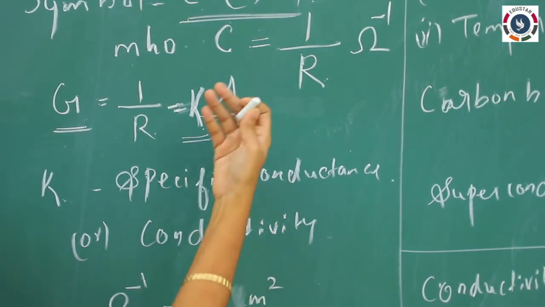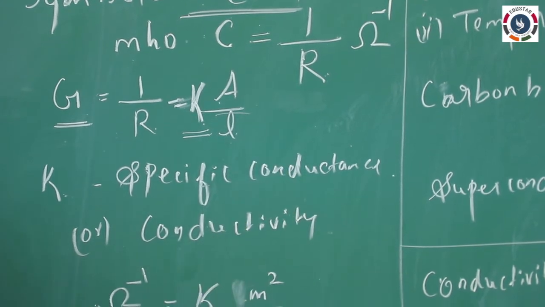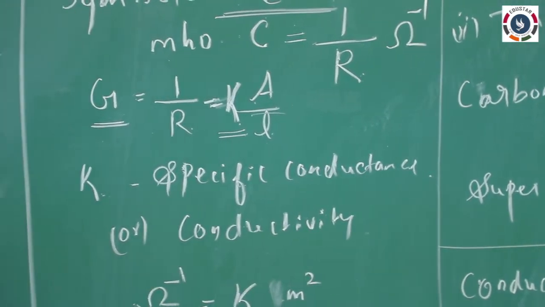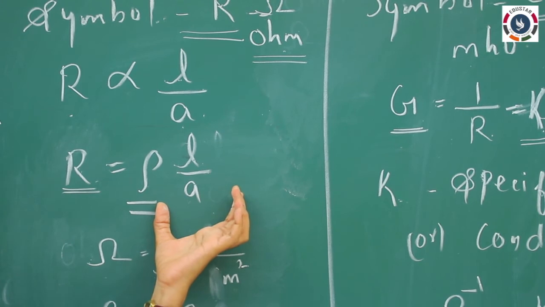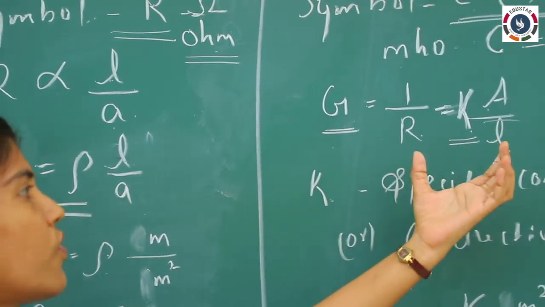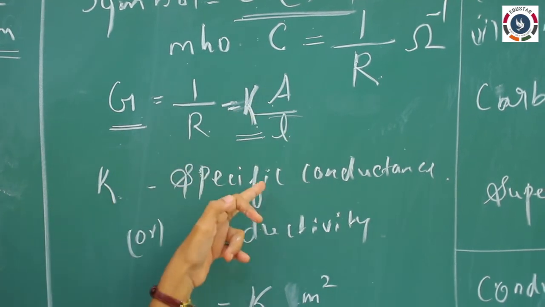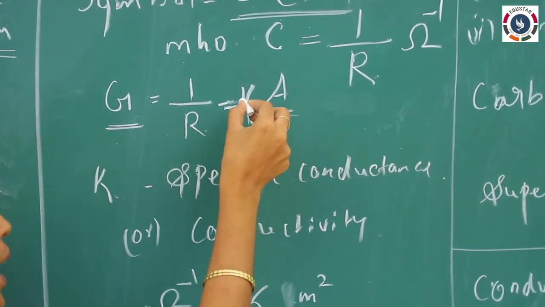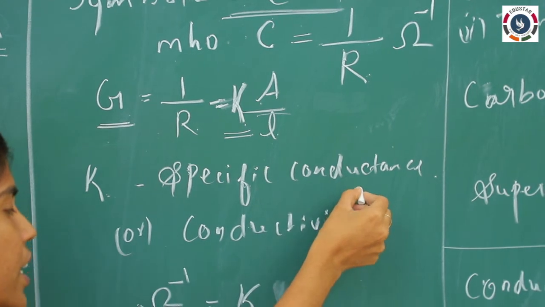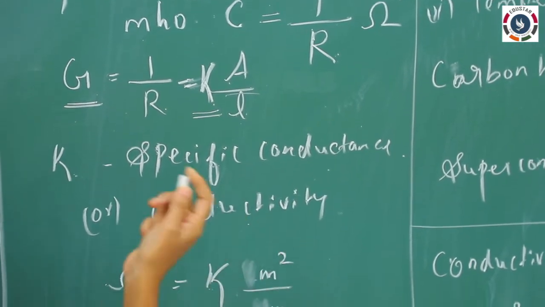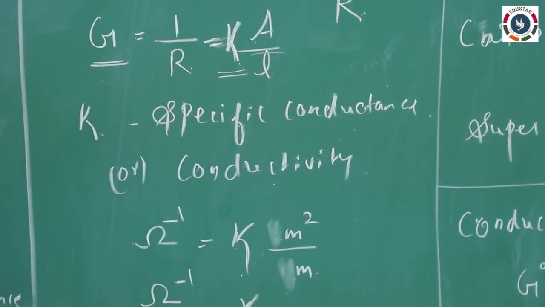That is just the reverse of what we have learnt in resistance. In resistance it is just L by A. In case of conductance it gets the reverse condition, that is A by L. Okay. This kappa is known as the specific conductance or conductivity. Now I am going to derive the units for it.